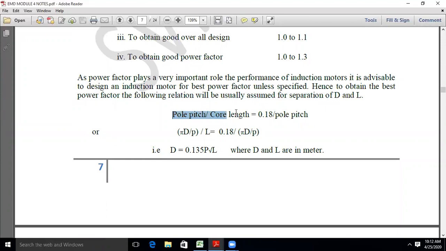In this case, the core length to pole pitch ratio is given by L divided by tau equals 0.18, that is, L divided by pi D divided by P equals 0.18. Here the pole pitch is pi D divided by P and the core length is L. So L equals 0.18 times pi D divided by P. From this we can get D as 0.135 P root L, where D and L are in meters.